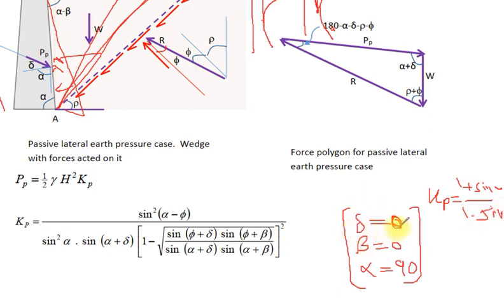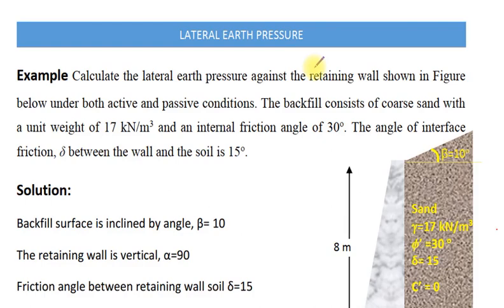Also, when delta equals 0 and alpha equals 90, but beta is unknown, any value of beta, we get the K passive explicit form for the Rankine case, but with the backfill surface inclined with the horizontal by an angle equal to beta. After this example, you will be able to compute the active and passive lateral earth pressure using Coulomb theory.